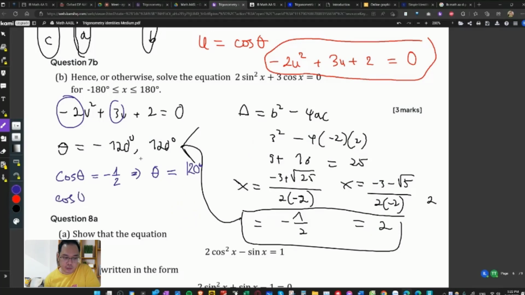cosine of theta to be 2, giving, wait, cannot be 2. It cannot be 2 because the maximum value of cosine is 1. Yeah. So we have 2 values, plus or minus 120 degrees for this equation. Okay, you need to write one more step like this.